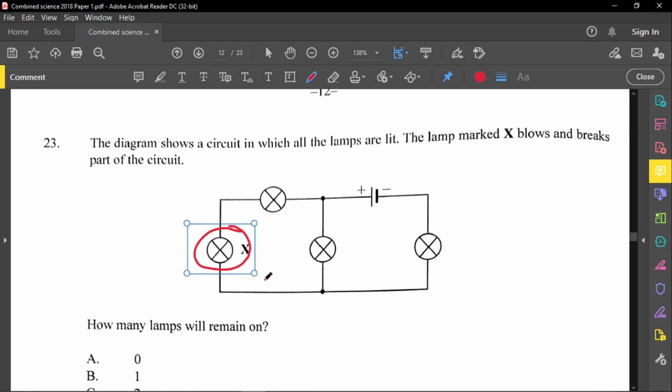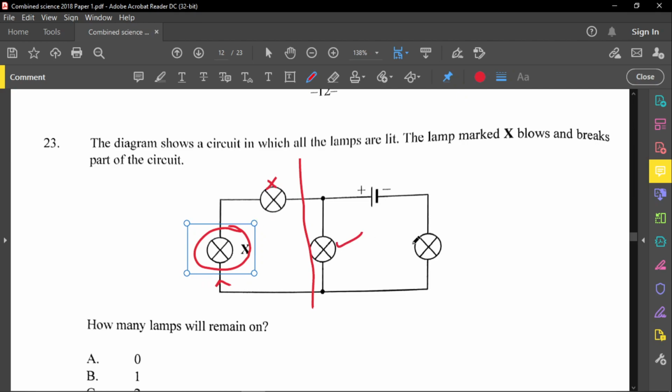If it's not working, remember, current cannot flow through it. There's no way current could flow through it at all. So if I put an arrow right here, the current cannot pass. How many lamps will remain on? If X is out, that means this one will also be out, because these two are in series. So all of this part of the circuit will be out. None of these two will be on.